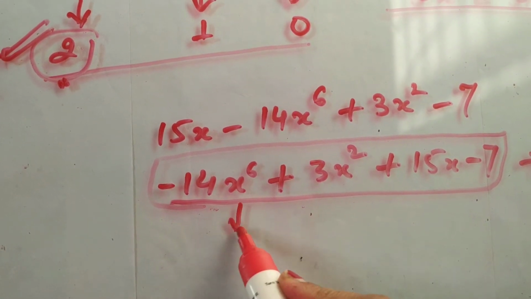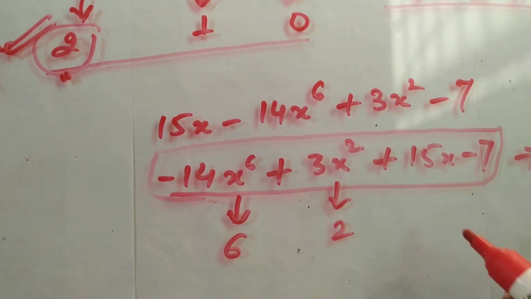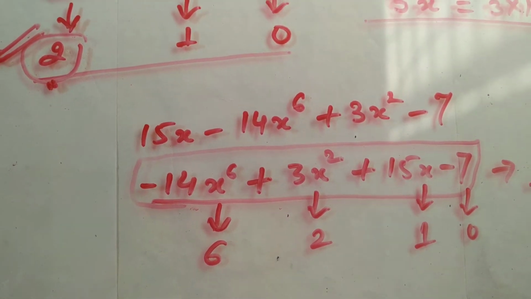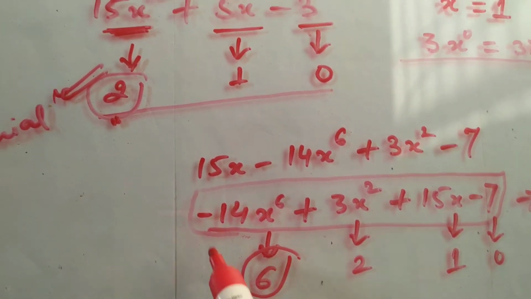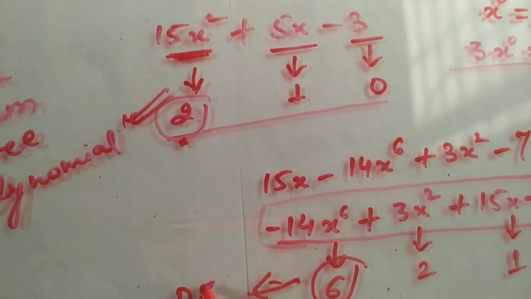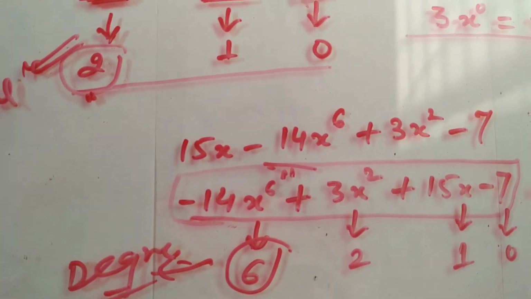Now the power of this x is 6, the power of this is 2, the power of this x is 1 and the power of this x is 0. So the highest power is 6, so the degree of the given polynomial is 6.